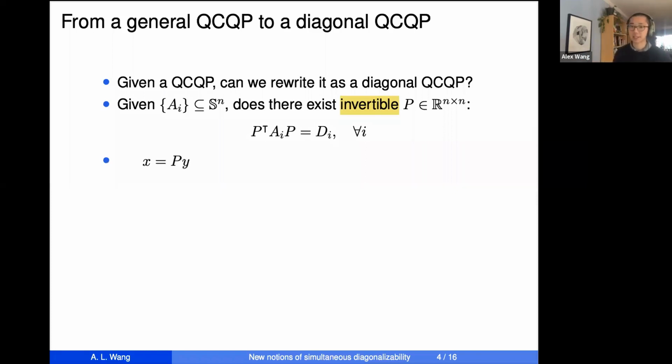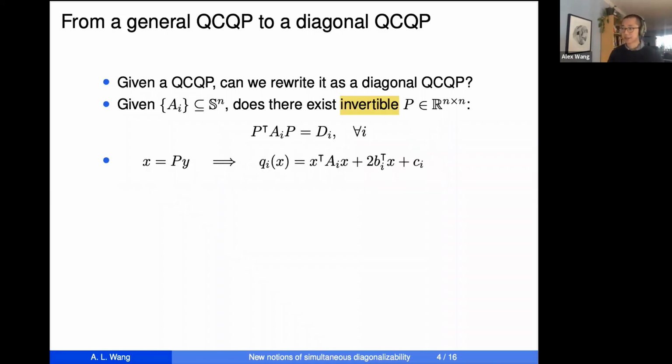Suppose this P matrix does exist. What can I do with it? Instead of trying to optimize my QCQP over the original variable x, I can reparameterize my x space, this R^n, with P times y. So y is my new parameterization of R^n via this relation. The reason we're requiring P to be invertible is that this then corresponds to a bijection. So there is an optimal solution in the x space if and only if there is the same optimal solution as parameterized by y.